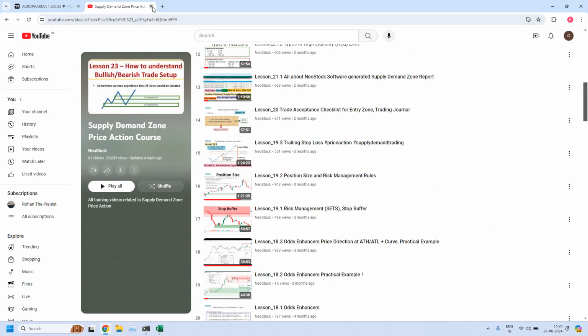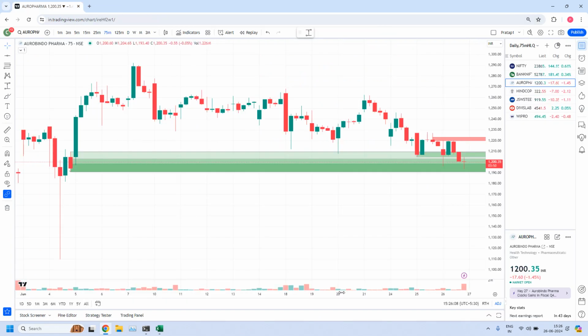Now let's get into the analysis of the high liquidity zones. Yesterday we identified 5 high liquidity zones, and all these are 75 minutes demand zones or supply zones. Yesterday we didn't identify any high liquidity zone from daily time frame. All these 5 zones are from 75 minutes time frame.